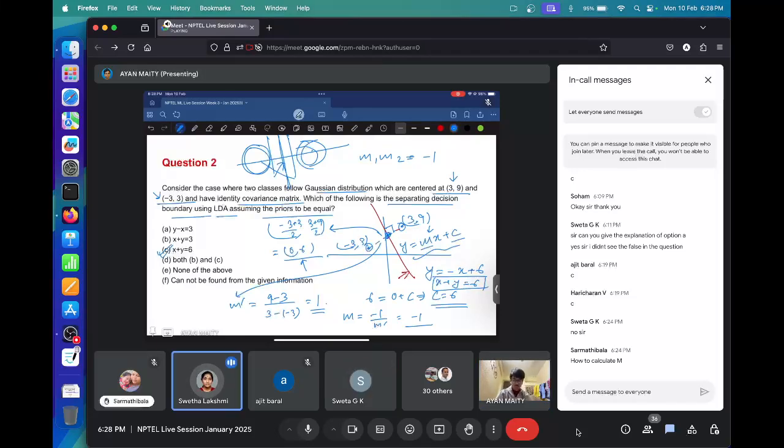Sir, whatever they have given is the mean of the distribution, no? The 3, 9, and minus 3, yes. Yes, they are the means.